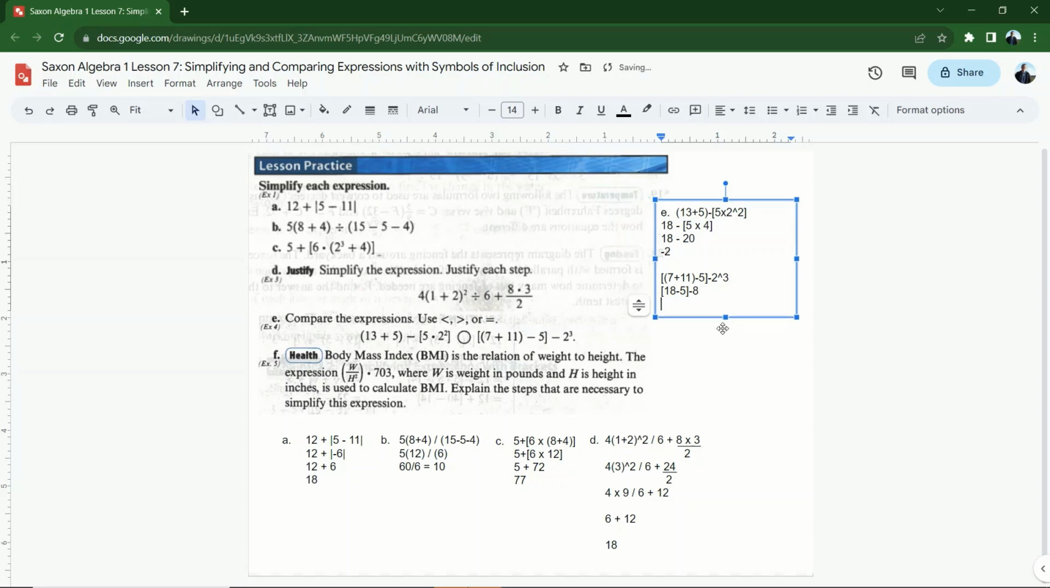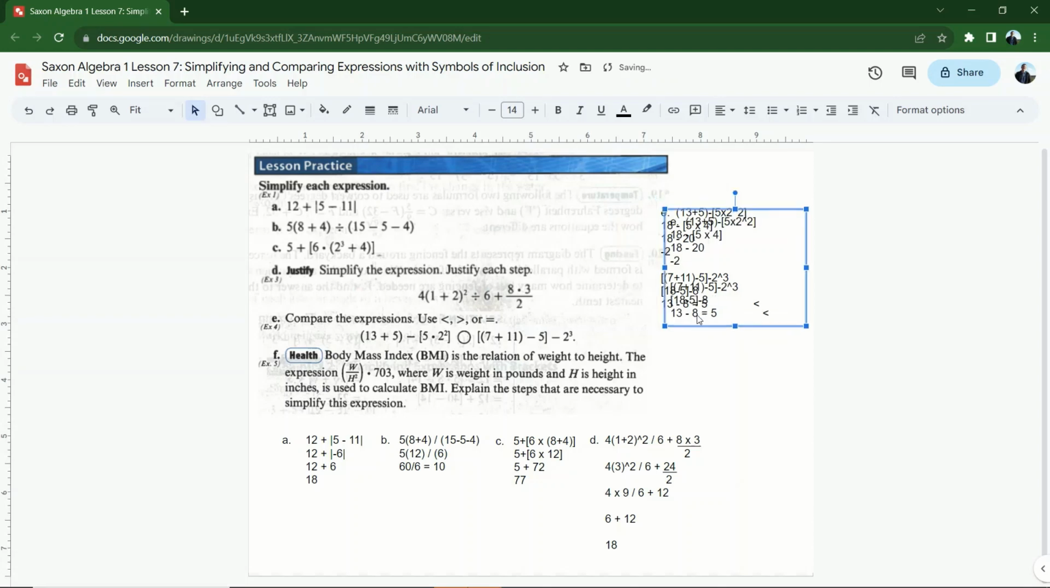All right, now I have to do what's in the inclusion symbols. So it's going to be 18 minus 5 first. It's going to be 13 minus 8, which is going to be the same thing as 5. So I know that 5 is greater than negative 2, but negative 2 is on the left, so I would say negative 2 is less than 5. So the symbol that would go in that circle as set up would be the less than symbol like that.